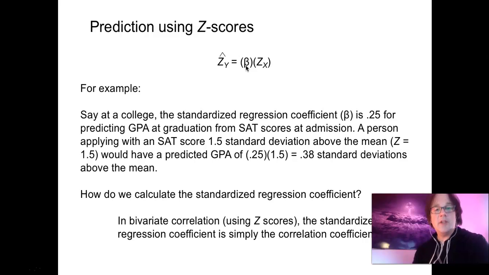So pretty easy, right? Remember, when we're dealing with bivariate correlation and linear regression, your beta weight, the standardized regression coefficient, will simply be r, the correlation coefficient between the standardized scores of x and y.